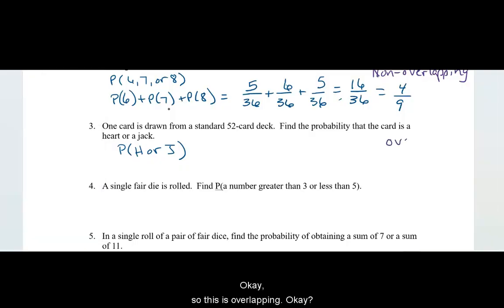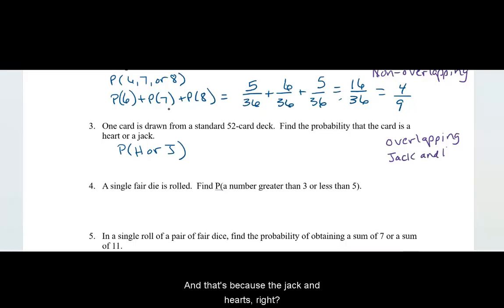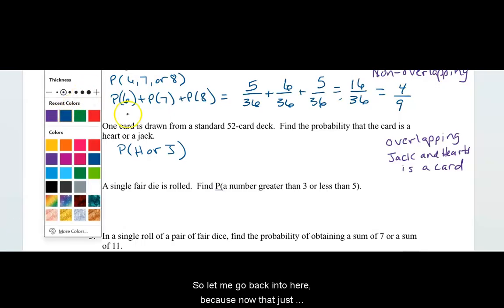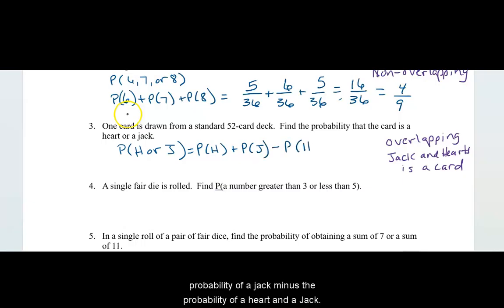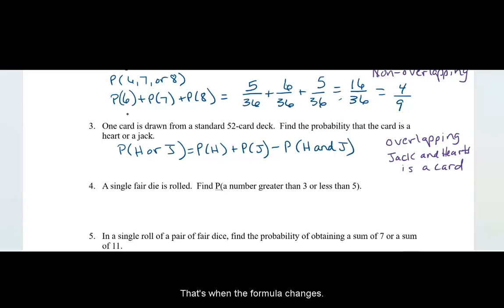Okay, so this is overlapping. And that's because the jack and hearts, right? The jack and hearts is an actual card that can happen at the same time. So let me go back into here, because now that just changed how I'm doing this. I'm going to take the probability of a heart plus the probability of a jack minus the probability of a heart and a jack. That's when the formula changes, when you could have this happening at the same time.